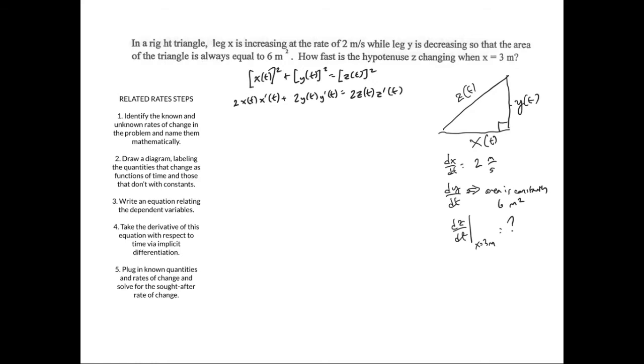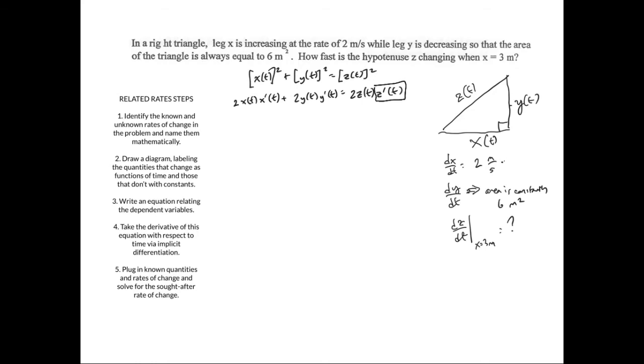Now keep in mind in this problem, because we have information about 3 different rates of change, we didn't need to substitute anything, because we're going to need all those rates of change in the equation. Right now, what I'm looking for is dz dt, which is this z prime of t right here. I'm going to need information about everything else to solve it. What I'm given is this 2 meters per second for dx dt. So I need to find information about x, y, and y prime.